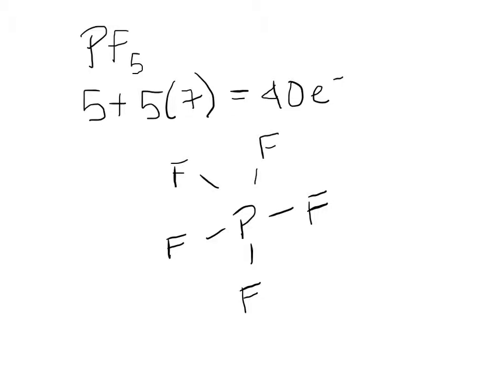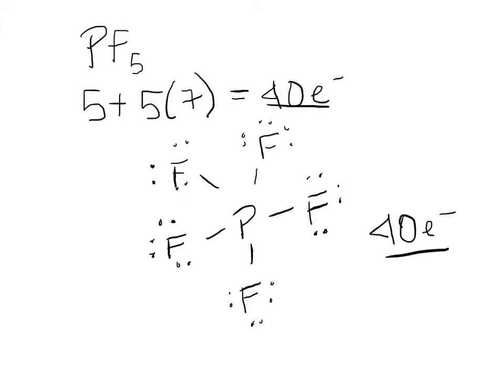We're going to now give all the fluorines a full octet. After we give all the fluorines a full octet, we can see that we have 40 electrons in our structure. So we're done. That's it. Phosphorus, again, is in the 3rd energy level, so we can have more than 8 electrons around it. And we can do that because it has that empty d orbital.